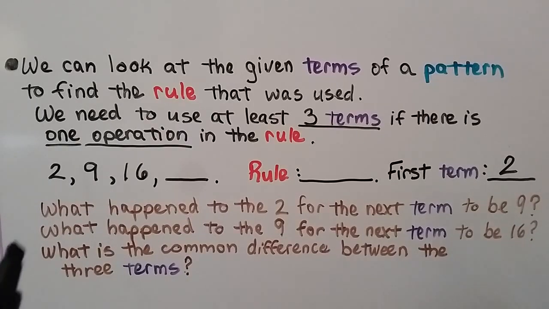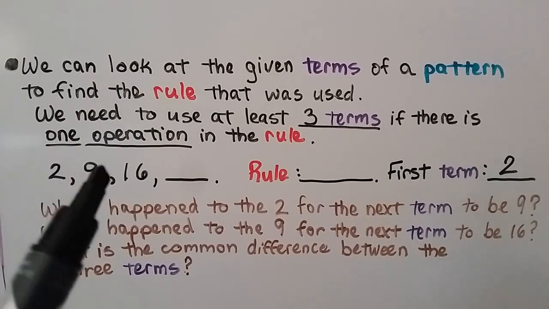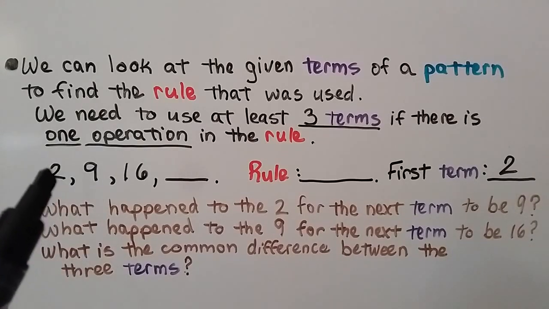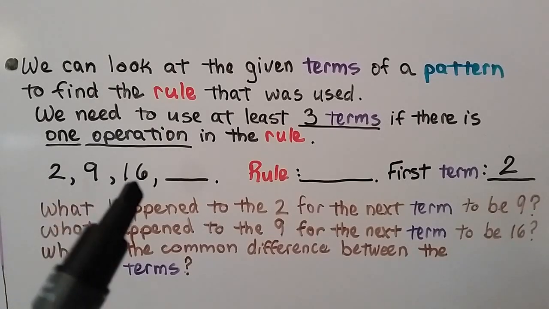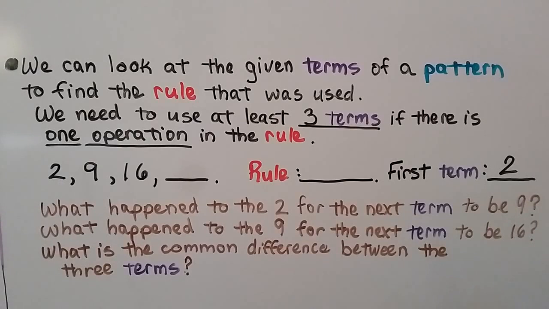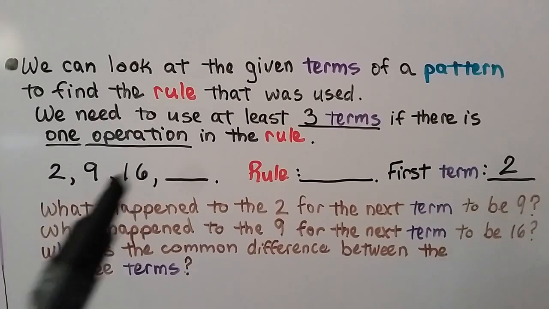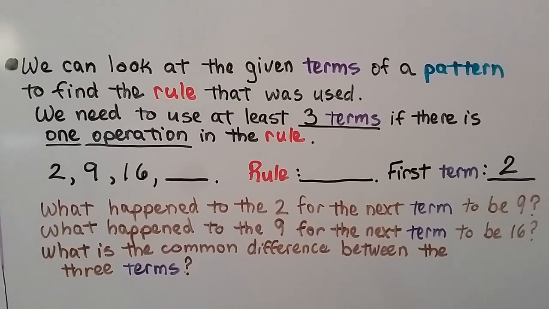So to find the rule, we look at the 2 and the 9, and we ask ourselves, what happened to the 2 for the next term to be a 9? Well, it went up, so that's addition or multiplication, right? The difference between 2 and 9 is a 7. If we do 2 plus 7, we get a 9. And then what happened to the 9 for the next term to be a 16? We think, well, this was a 7. 9 plus 7 is 16. The common difference between these terms is 7. The rule must be plus 7.